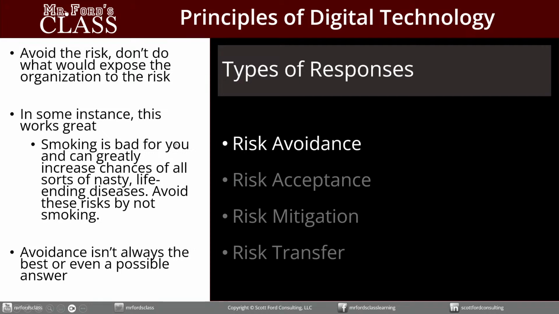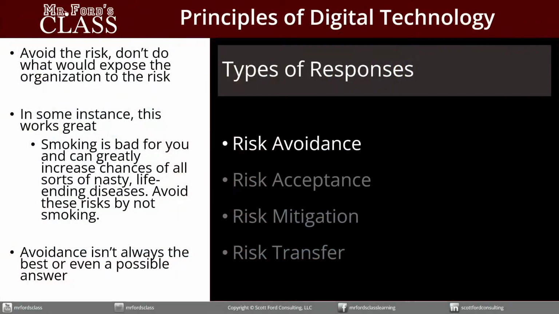The first one is risk avoidance. You avoid the risk. You don't do what would expose you to this type of risk. So for example, we know that smoking is bad for you. We've seen the PSAs, we have seen the things at schools.